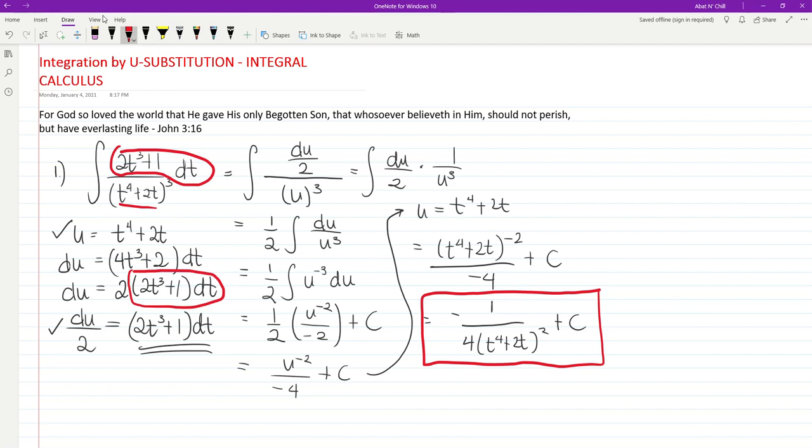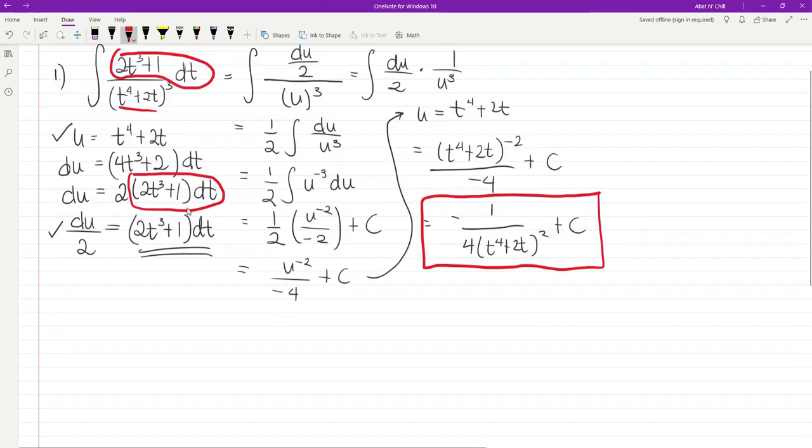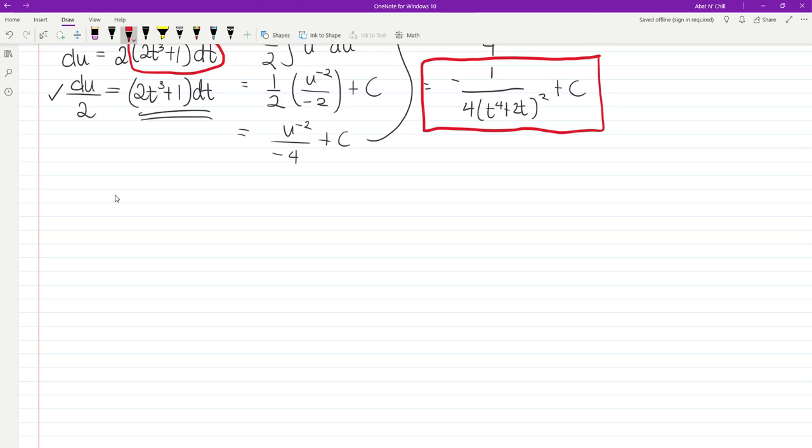So it takes practice in order for us to recognize that the given integral is U-substitution. As long as we can choose a suitable u, and if we differentiate that, the corresponding differentiation of that u is present in the integral, then we can use the U-substitution. So another example is this.